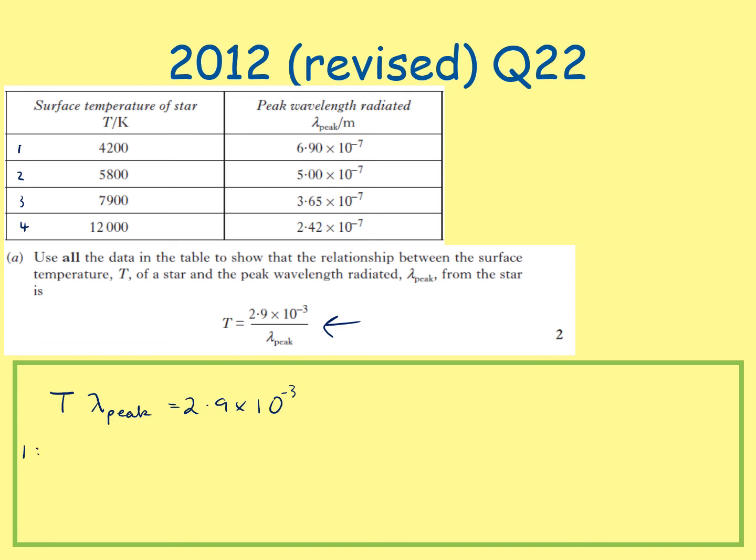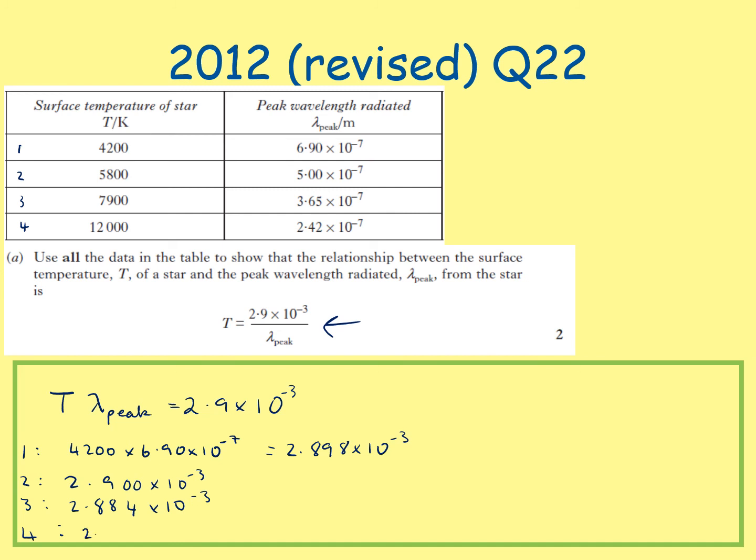So I'm going to label these 1, 2, 3, and 4. So for 1, we've got 4,200 times 6.90 times 10 to the negative 7. What we get for that is 2.898 times 10 to the negative 3. For the second one, I'm not going to write down the working for all of them, we're just going to multiply the temperature by the wavelength, and I'll write down the answers. So for the second one, we got 2.900 times 10 to the negative 3. For the third one, we get 2.884 times 10 to the negative 3. And for the fourth one, we get 2.904 times 10 to the negative 3.